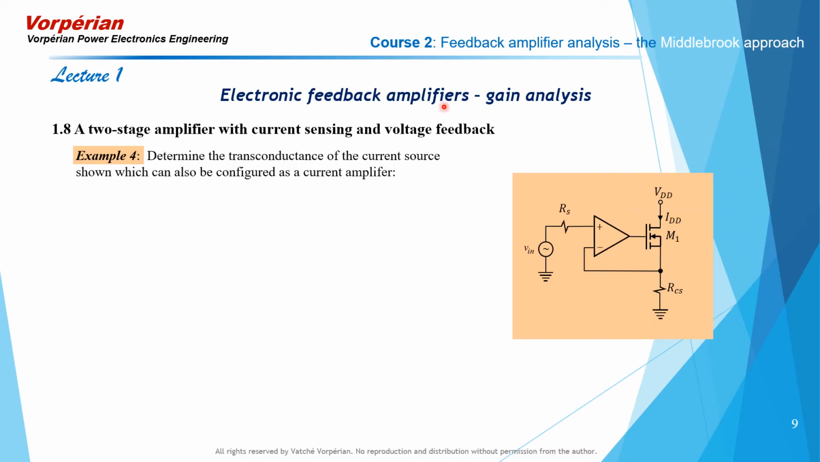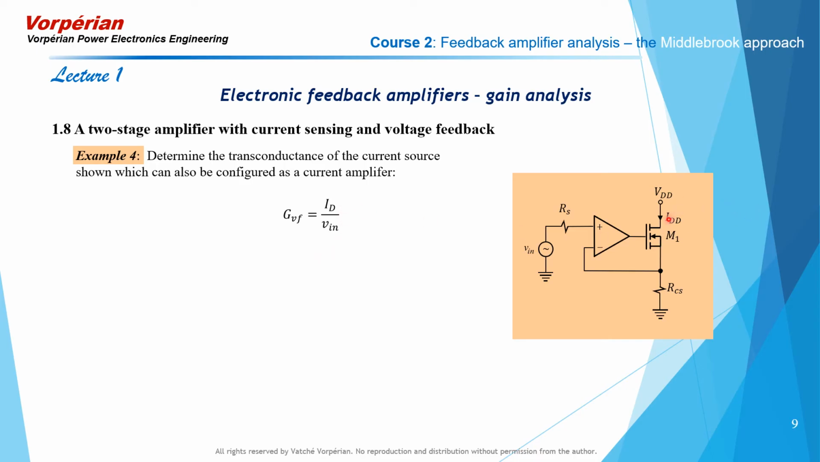The last example in the gain analysis of electronic feedback amplifiers is going to be that of a two-stage amplifier with current sensing and voltage feedback. In particular, we're going to analyze this current source here, in which we're going to determine the transconductance IDD divided by Vin.